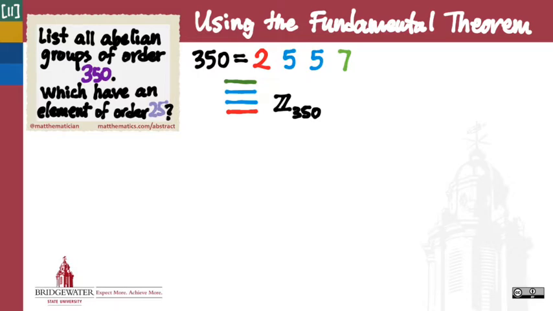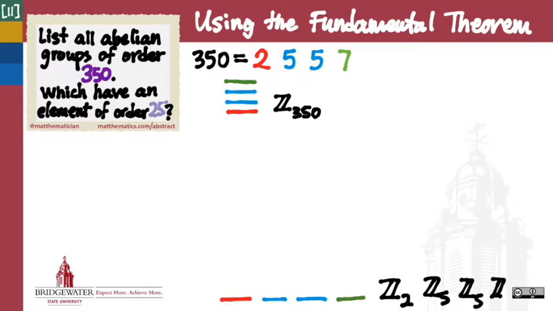On the other hand, at the other end of the spectrum, what could we do? What if we did no stacking? Now what do we have? Z2 plus Z5 plus Z5 plus Z7. Exactly. We have all of them in their own separate factors, Z2, Z5, Z5, Z7. And how do I know whether or not that is distinct or is it isomorphic to Z350?